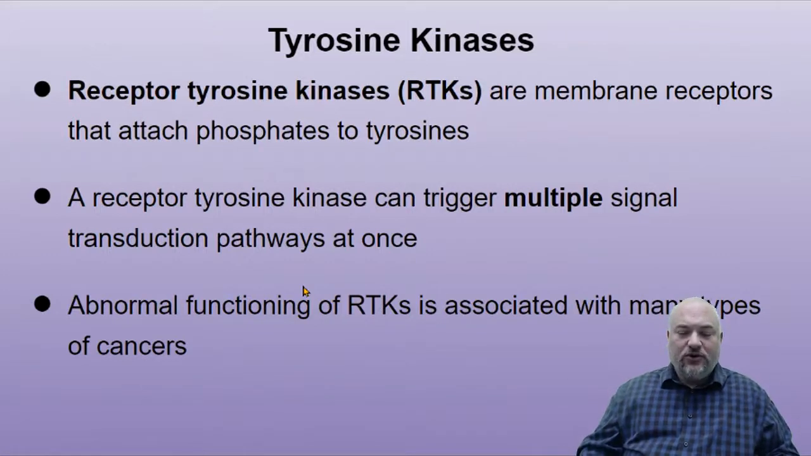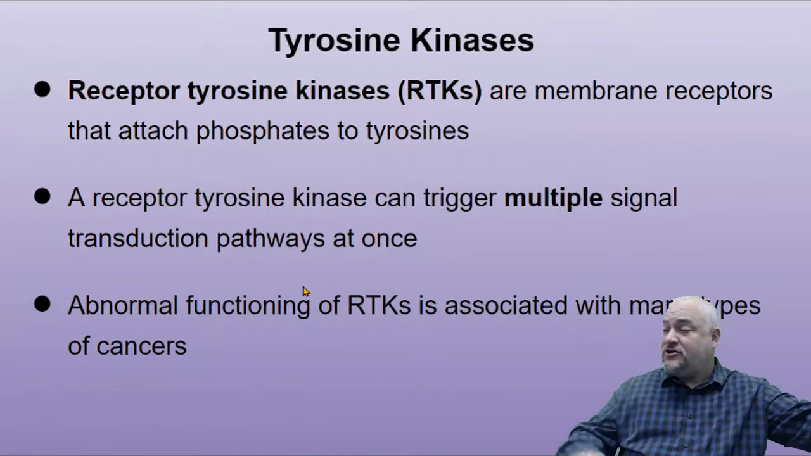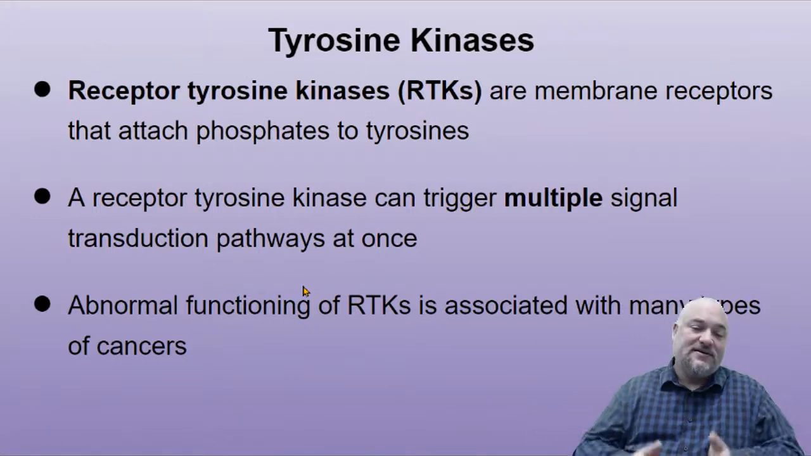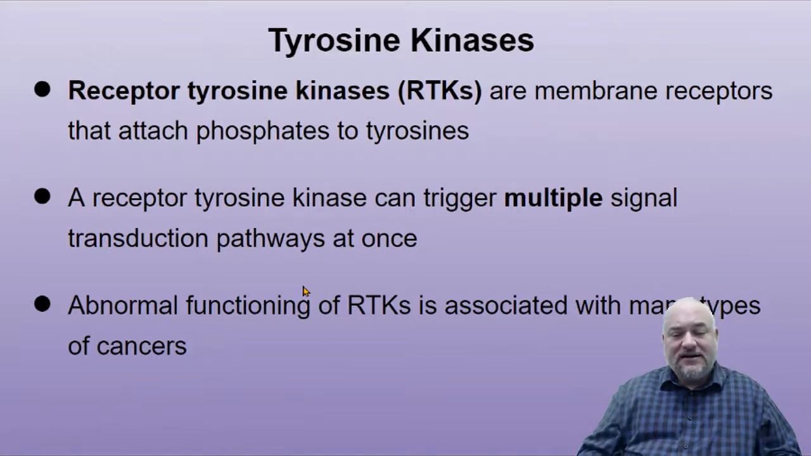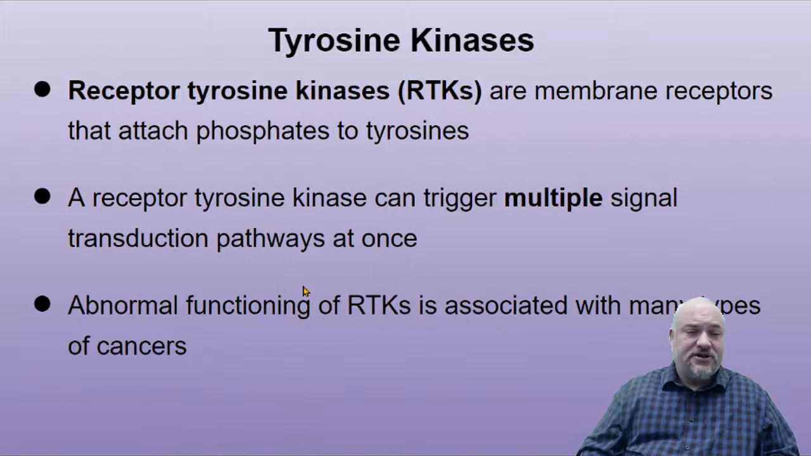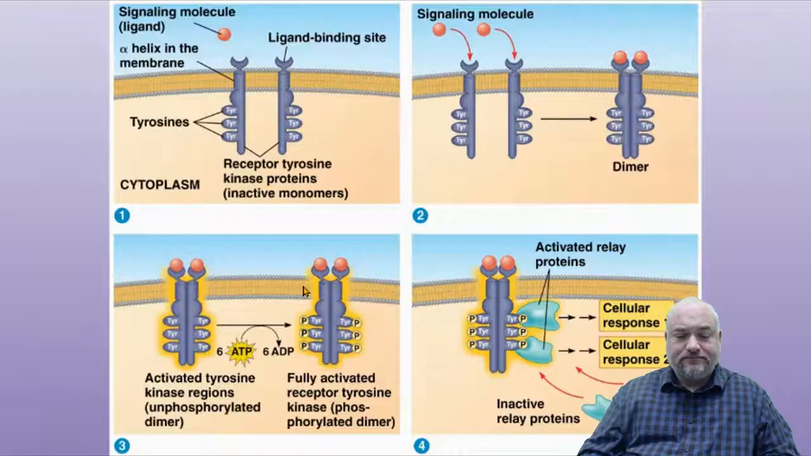Sometimes you want that. You want your one hormone attaching to the outside to trigger your cell to do this, and you should also do that. We're going to need both those things to happen. So in that case, a tyrosine kinase receptor is the type you're going to want to use. If these don't function right, it's associated with many types of cancer too.